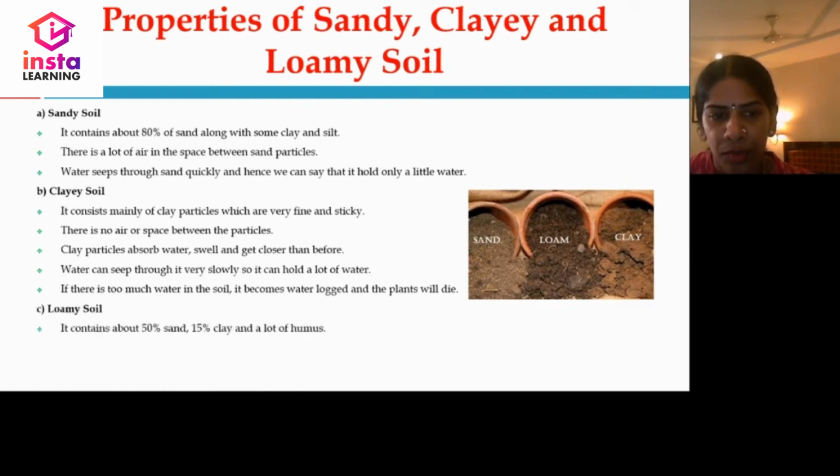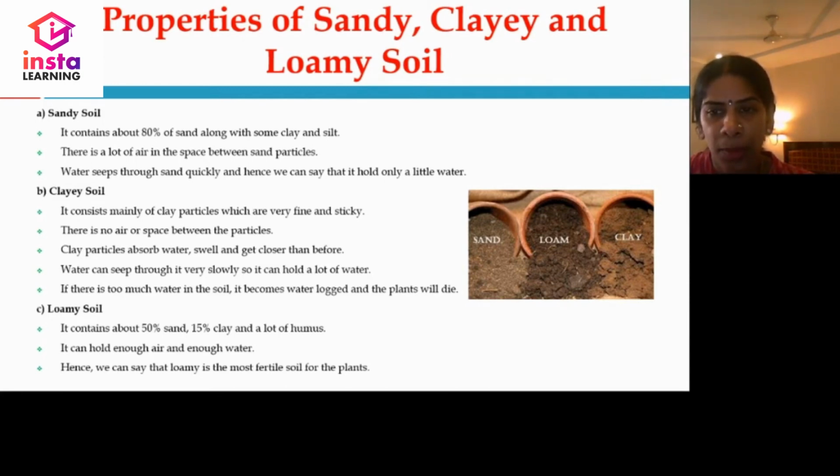Loamy soil contains 50% sand, 15% clay and humus. Loamy soil is beneficial because it has humus, organic matter, which is very important for the plant's growth. It has only 15% clay so that it will not be sticky, and 50% sand so that it will have space, air and quick water seepage. It can hold enough air and enough water. Hence, we can say that loamy soil is the most fertile soil for the plants because of the presence of humus.